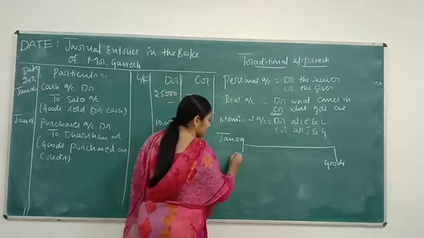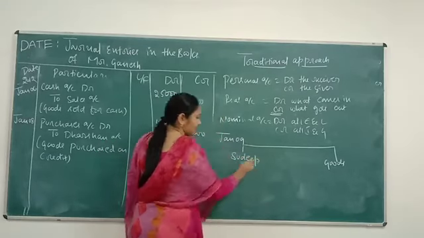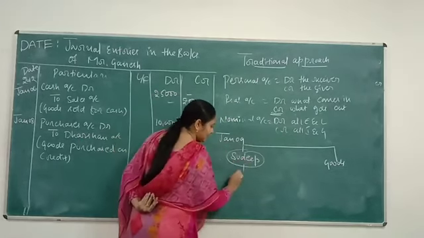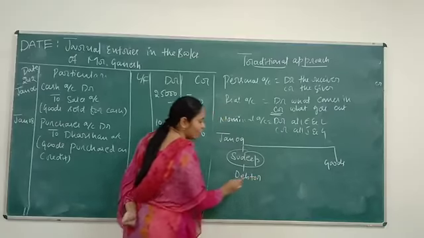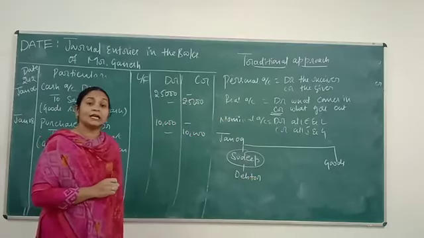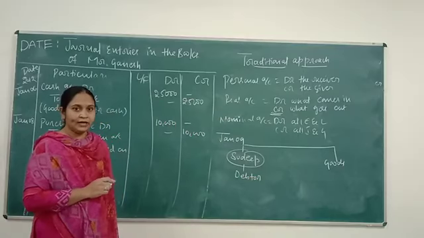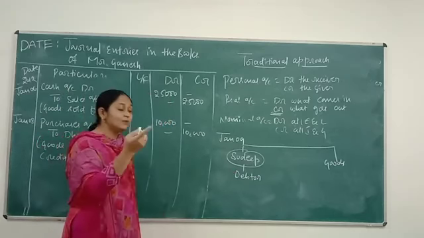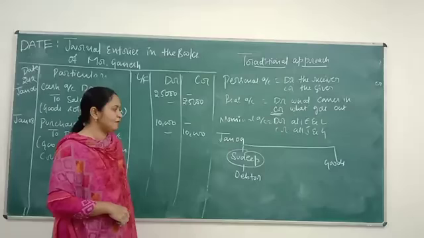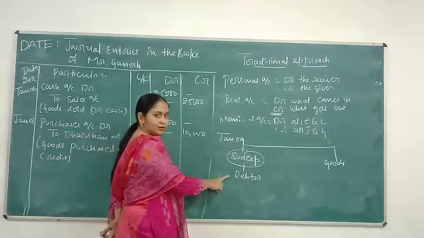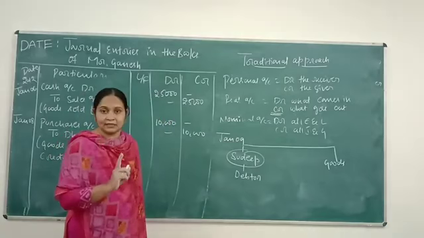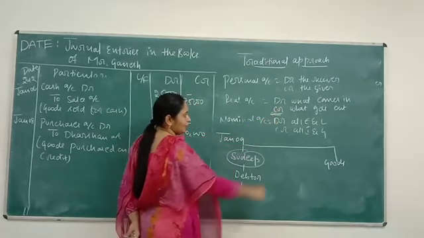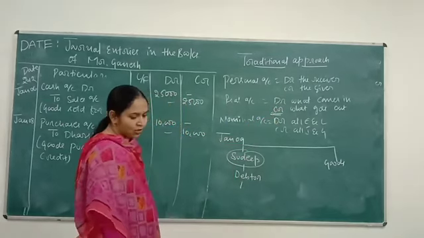So who is the customer? Sudeep. Sudeep is a debtor. Debtor means a customer who purchases goods on credit from the business. In future our business will receive money from Sudeep. So a debtor is an asset. When it is an asset, which account rule will you follow? Debit what comes in, credit what goes out.